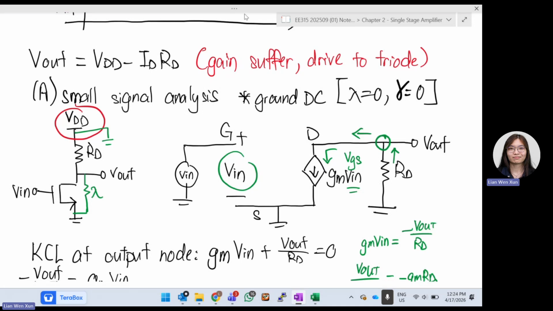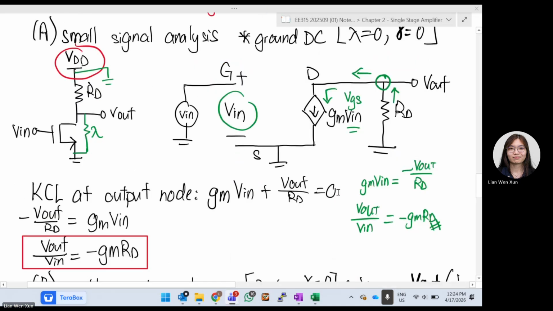So meaning that this is basically our previous VGS. Our VGS is also what we call V in. So GM VGS now is GM V in. Is that okay so far? From that, convert to this only, okay? So now our aim is to find out V out over V in.